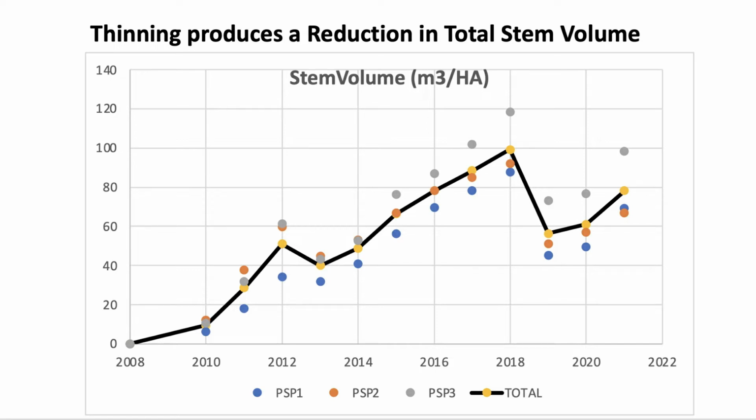Oh, I should mention the coloured dots on there. The black line is the average across the 3 permanent sampling plots. The coloured dots are each of the sampling plots, PSP 1, 2 and 3. So there is a little bit of difference in all of the sampling plots because it's a sample and you'll always get sampling error, but the average gives a pretty reasonable indication.